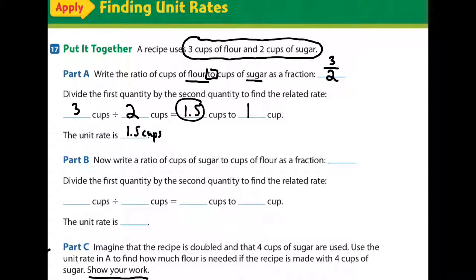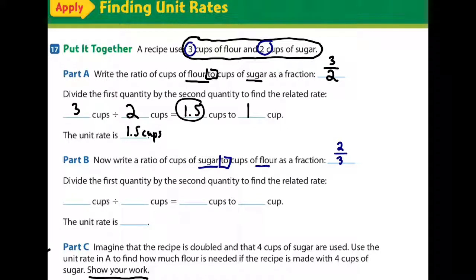All right, so that's part A. Now part B is going to do almost the same thing. In part B it says, now write a ratio of the cups of sugar to the cups of flour as a fraction. So now they're switching the order, because the cups of sugar is the 2 and the cups of flour is the 3. So this one you should have 2 to 3 instead of 3 to 2.